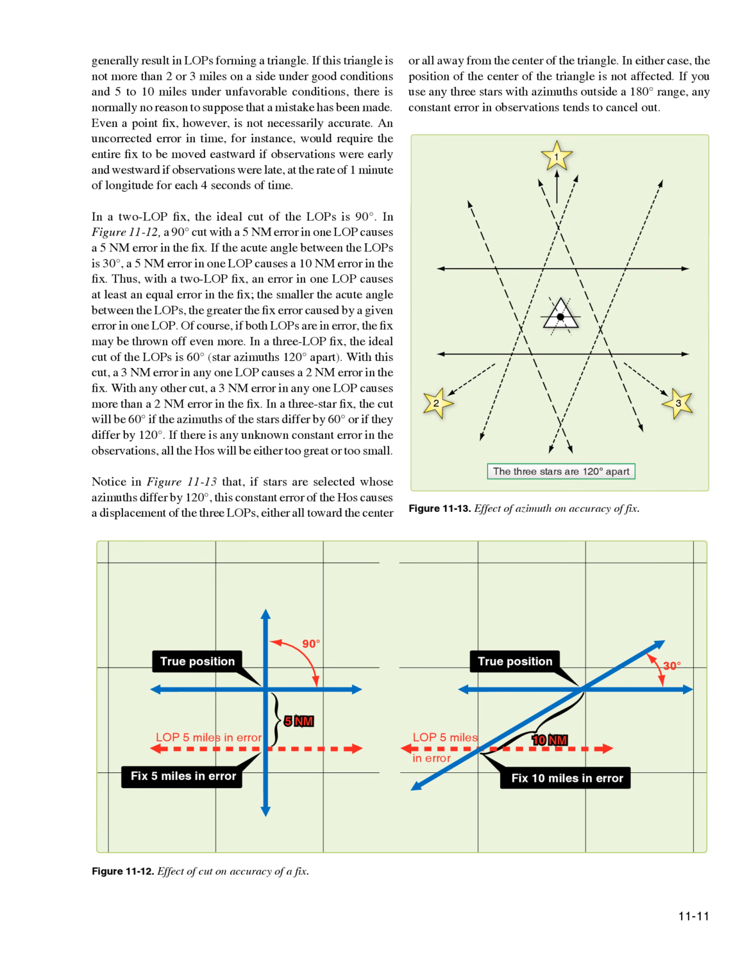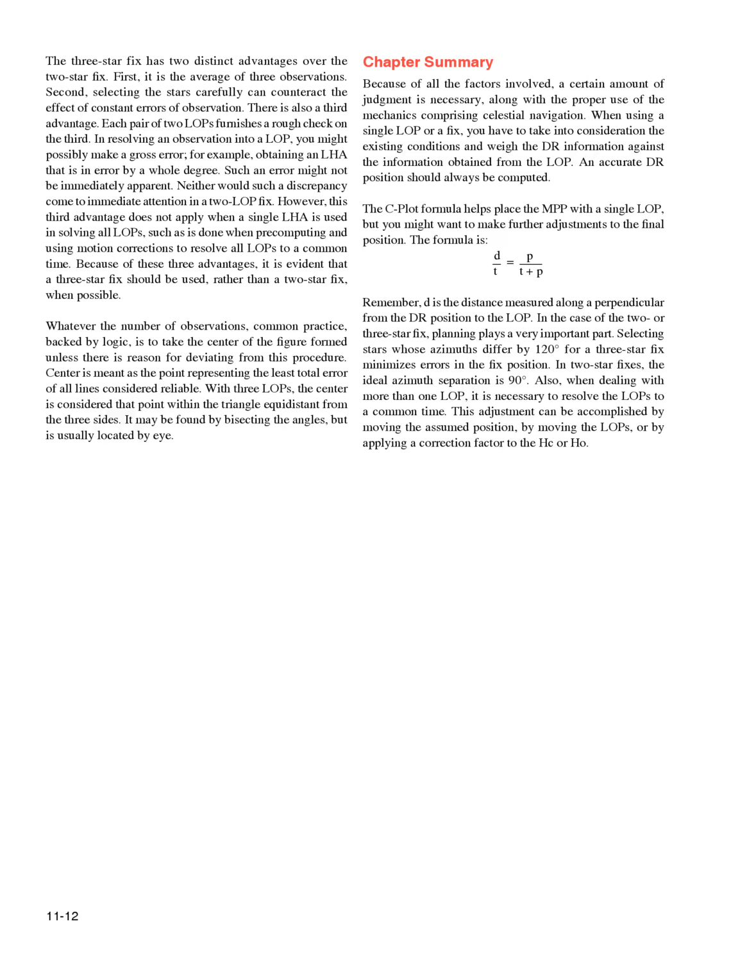If there is any unknown constant error in the observations, all the Hos will be either too great or too small. Notice in Figure 11:13 that, if stars are selected whose azimuths differ by 120 degrees, this constant error of the Hos causes a displacement of the 3 LOPs, either all toward the center or all away from the center of the triangle. In either case, the position of the center of the triangle is not affected. If you use any 3 stars with azimuths outside a 180 degrees range, any constant error in observations tends to cancel out. The 3-star fix has 2 distinct advantages over the 2-star fix.